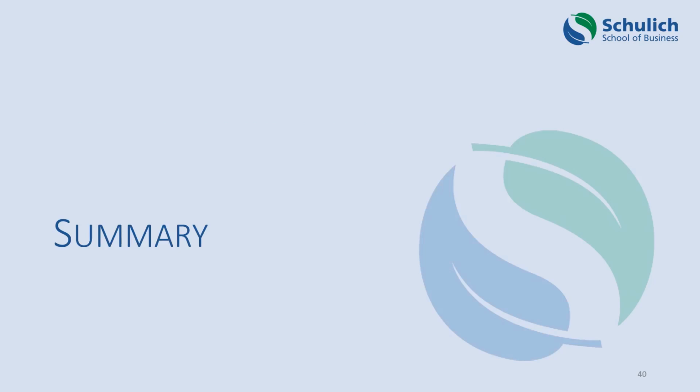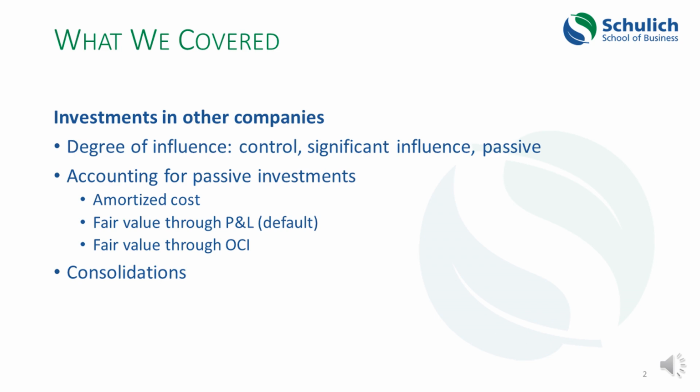Well, that was a long-winded explanation. Let's try and take stock of what we've learned. We looked at investments in other companies. Investments in other companies depend on the degree of influence that you have over the other company. If you've got control over the other company, between 50 and 100% of the shares, then you are supposed to consolidate. If you've got less than 50%, but still a significant stake, then you have what's called significant influence and you use the equity method. And if you have just a small passive investment in the other company and don't exercise any undue influence, then you've got all of the methods of accounting for the passive investment that we talked about: amortized cost, fair value through the P&L, which is the default category, and fair value through OCI.